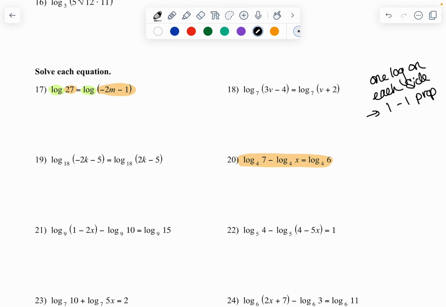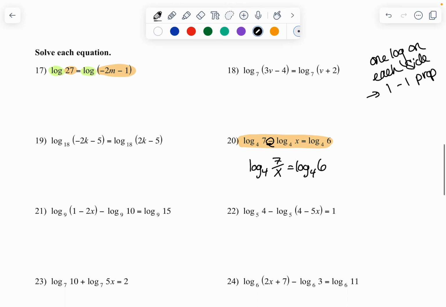So if you see them connected with subtraction, think about using your log properties to condense that first. So write it as log base 4, and then we know subtraction changes to division. So 7 over x equals log base 4 of 6, and then you can solve from there.